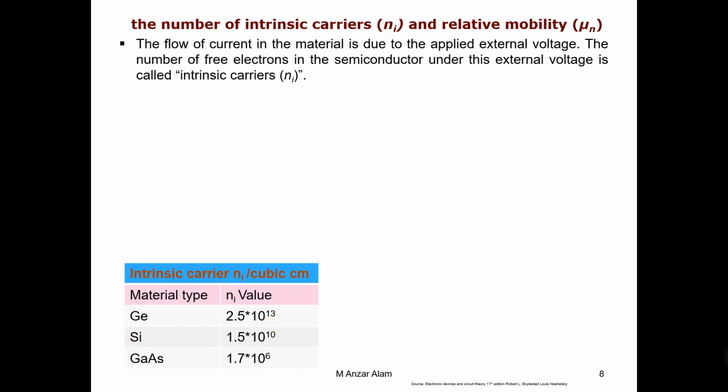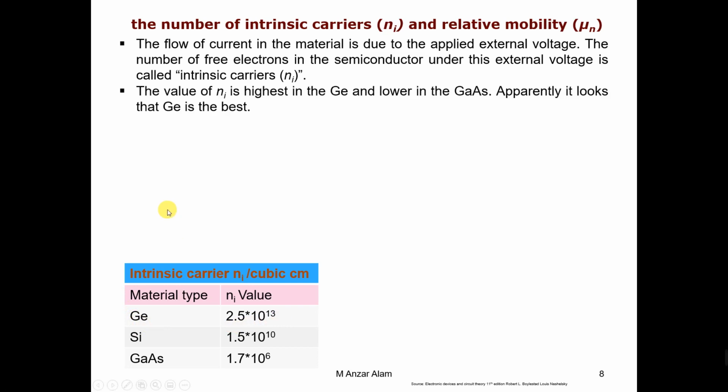higher concentration, density of the free electrons. So straightforwardly, if we see this table, then we can declare that germanium is one of the good materials. The value of Ni is highest in germanium and lower in gallium arsenide. Apparently, it looks like germanium is the best, but it is not.